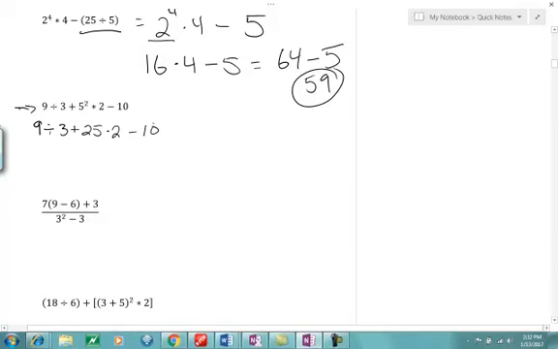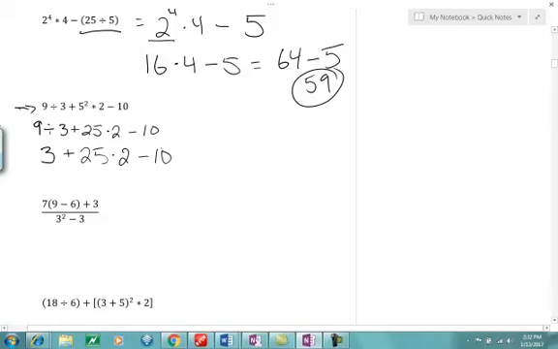Okay, now my next step, do I have any multiplication and division? I actually have both. I need to do them in the order in which they appear from left to right. 9 divided by 3 is 3, plus 25 times 2 minus 10.